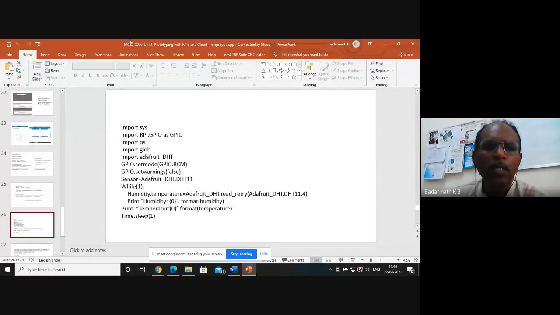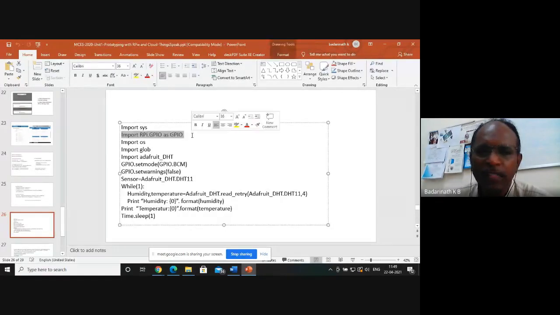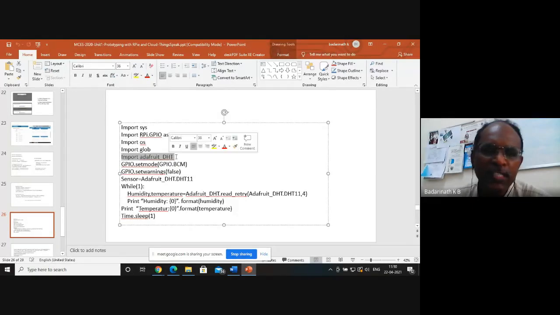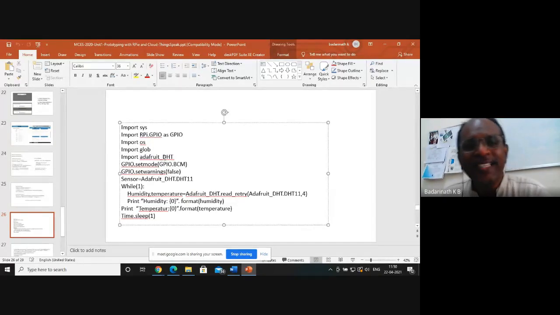This is the program. Import the GPIO library so that you can access the GPIO pins in the RPi. Then import Adafruit DHT. This is the library I have imported from Adafruit. Once this library is available with you, the protocol is taken care of by that library. You need not worry about how it is implemented. You can just read the data.